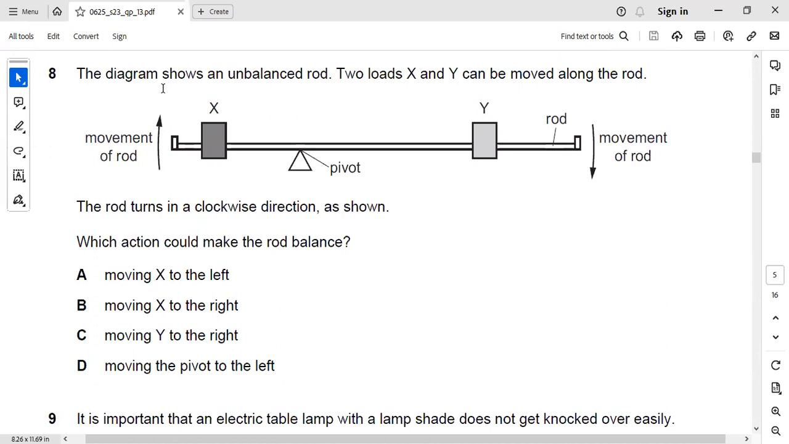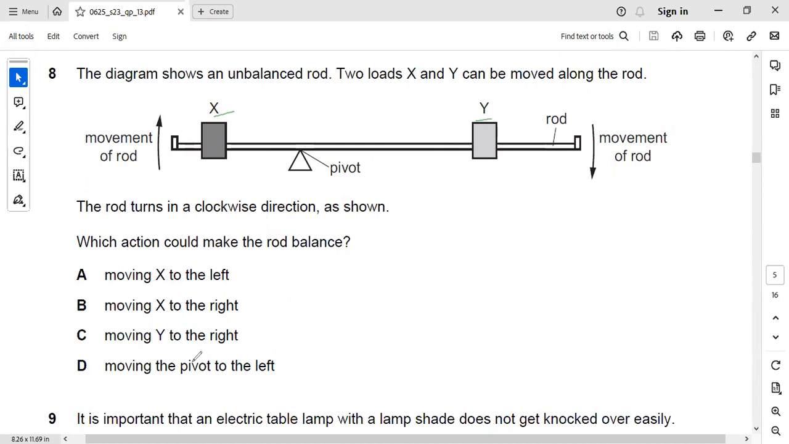Next, the diagram shows an unbalanced road. Two loads X and Y. This is movable, can be moved along the road. So movement of the road is also given. It is in clockwise direction here. The road turns in a clockwise direction as shown. Which action could make the road balance?